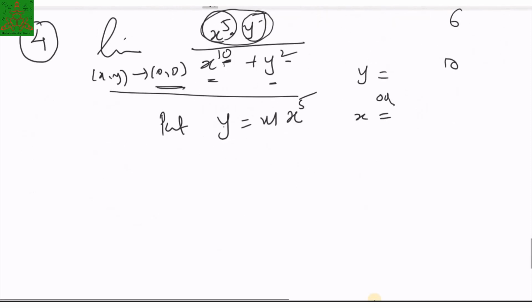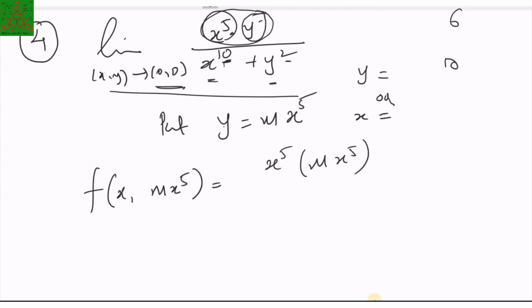If I put y equal to m x power 5, f of x, y, that is m x power 5, that gives me x power 5 into m x power 5 upon, in the denominator, x power 10 plus m square x power 10, because it is y square, so m x power 5 whole square is there, that's why it is m square x power 10. In the numerator, x power 5 times x power 5 is multiplication, so powers are added, it is x power 10, which will cancel with the denominator.